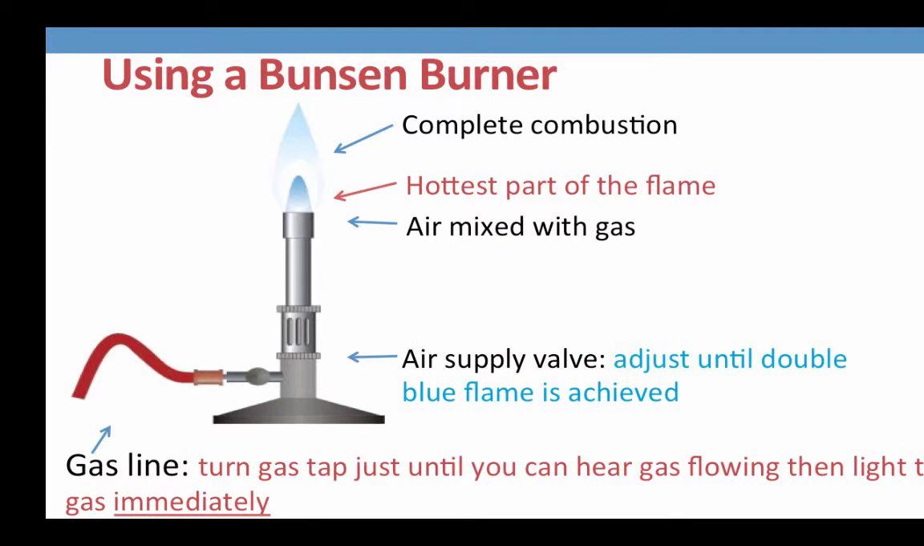We can then adjust the airflow to achieve a perfect dual flame by adjusting the air supply valve at the base of the Bunsen burner. Simply twist this valve until you can see a clear distinction between the inner blue flame and the outer blue flame.